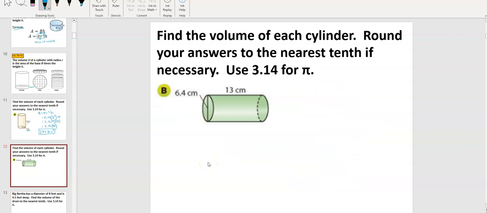So here's the volume of another one. And this one does give us the diameter. Okay, so I'm going to do, again, my volume formula. Pi r squared times the height. Now here, this is my diameter. So I have to take 6.4 and divide it by 2 to make my radius.